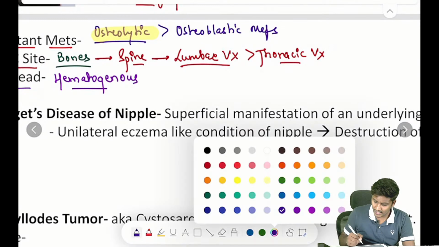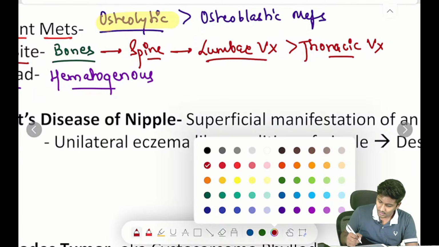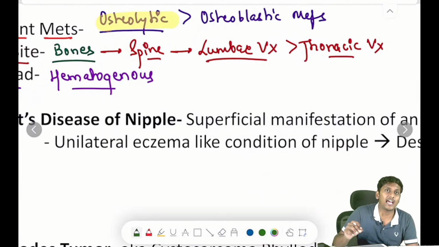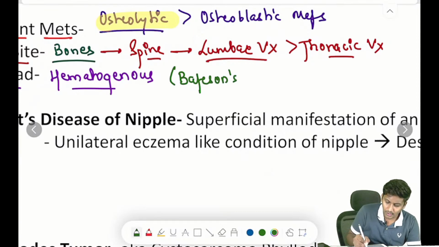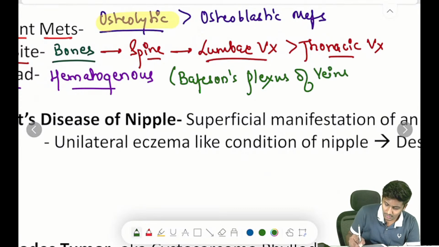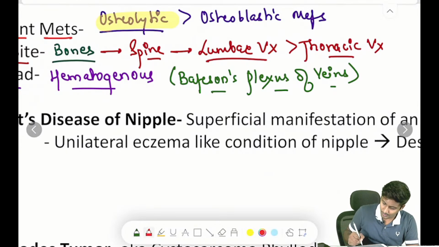And as I've told you, it spreads via the hematogenous route, but via which veins? You have to remember, via a special group of veins which do not have valves. As these are valveless veins, they do not contain any valves, therefore the spread of cancer is easy via these veins, and that is known as Batson's plexus of veins. So please remember the common drainage site for your lumbar vertebra and for your breast can be this Batson's plexus of veins, and via this plexus it can spread to the lumbar vertebra commonly.